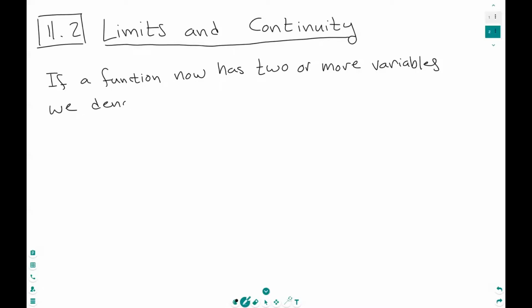we denote the limit by the approach to the point.